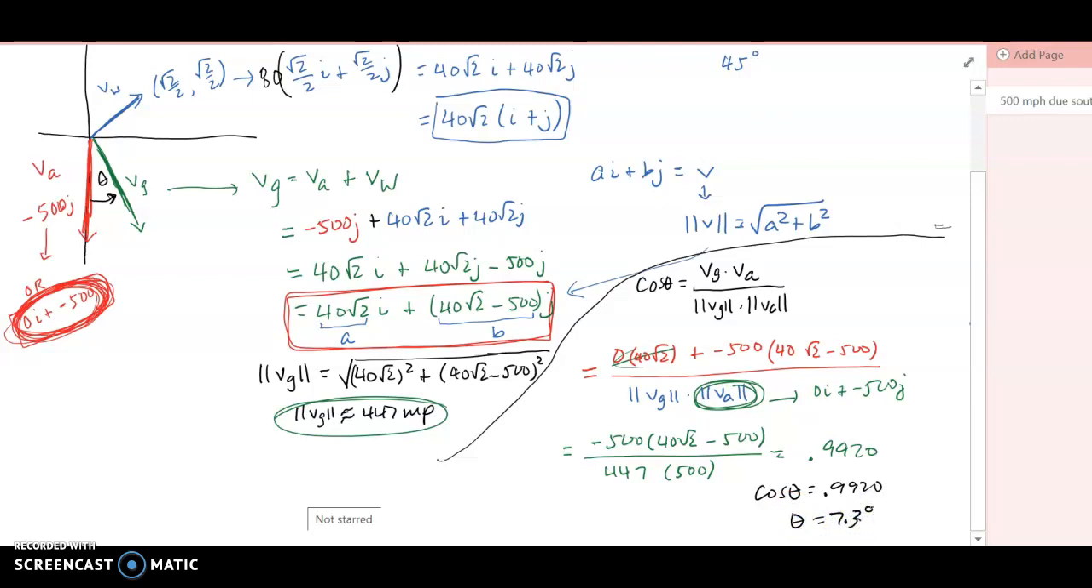7.3 degrees. Now, to officially write that, if you go here to the left, remember when we write bearing, it's always the north-south first, and then east or west. Since this is in the southeast direction, your theta is south 7.3 degrees east.